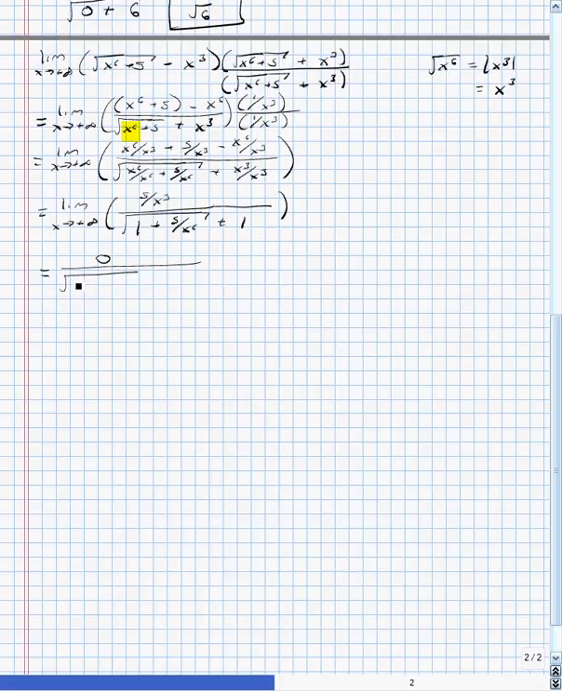Distributed in within here, the limit as x approaches positive infinity of 1 is just 1, plus the limit as x approaches positive infinity of 5 over x to the 6, or 5 over a really big number, is 0, plus the limit as x approaches positive infinity of just 1 is 1. So this all comes out to 0.